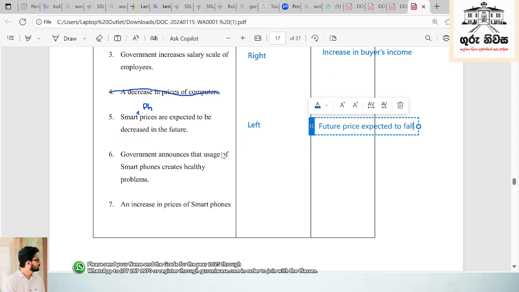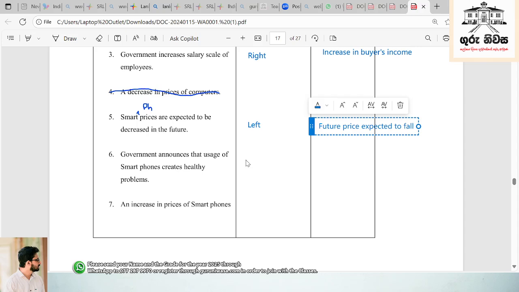Sixth one, Sanuli. Government announces that usage of mobile phones causes health problems. What do you think? Decreased demand. Here, what is the factor affecting? How many factors have we discussed? Seven or eight. To which category does this belong? Other factors. Very good.